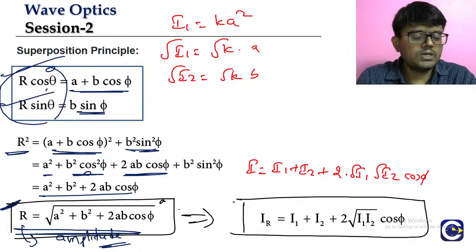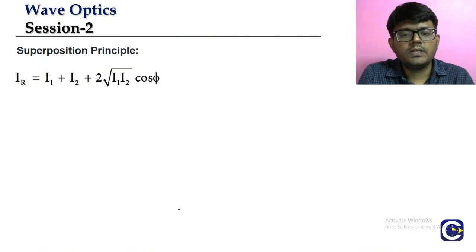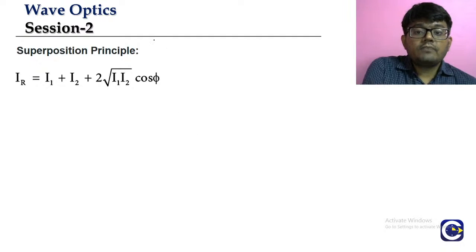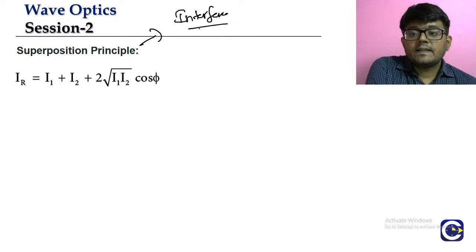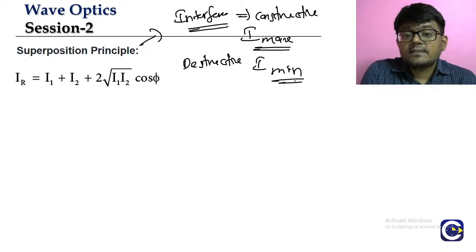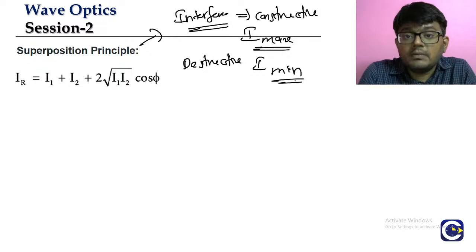Okay, so now we'll try to solve some quick questions. Before that, where we'll have constructive interference: when we say constructive, the I will be maximum. Destructive means the I will be minimum. In case of two identical sources, for I minimum, destructive, we got intensity 0, but here it will not be like that.